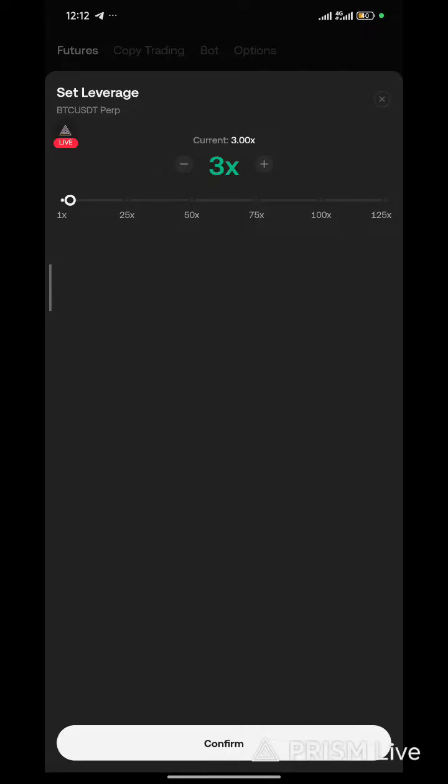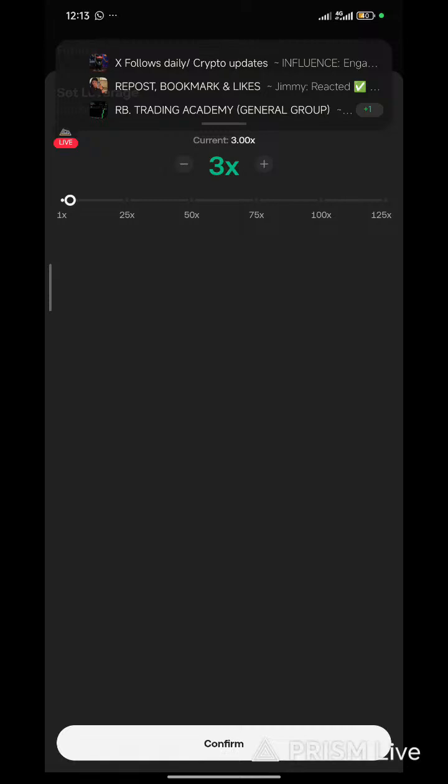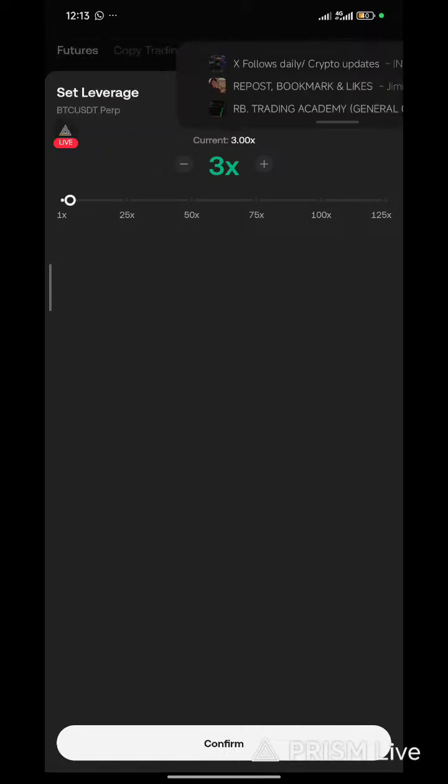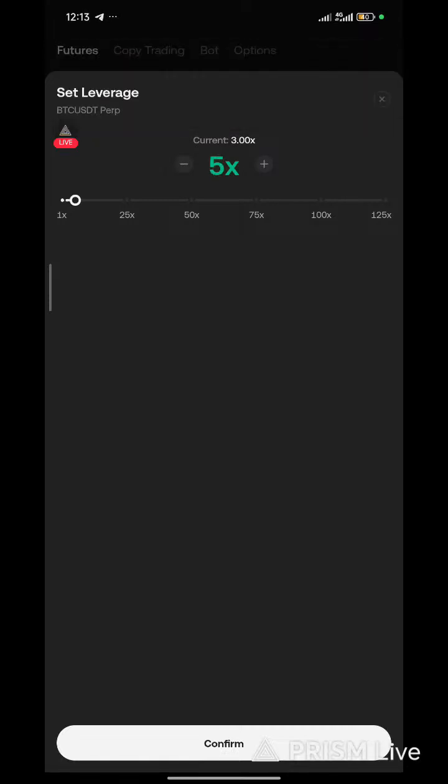Now, leverage. In our normal environment, you can say, for example, we are using one stone to kill one bird. That is just like 1x leverage. But using one stone to kill 10 birds, that is like 10x.